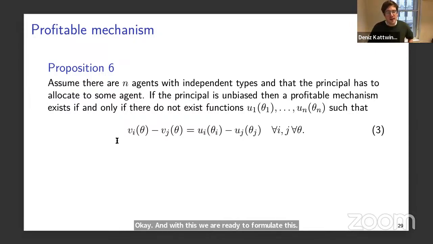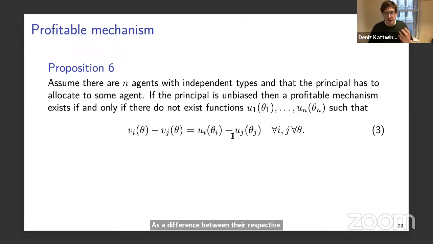We say, okay, suppose there are n agents, and this is important here, we assume independent types. And assume that the principal has to allocate, so you cannot throw away the good. And on top of that, assume that the principal is unbiased. Then a profitable mechanism exists if and only if the following is not true. There do not exist a family of functions U1 to UN, one for each agent, which only depend on this agent's information, theta I, such that we can explain all the differences in allocation value between I and J as a difference between their respective functions.